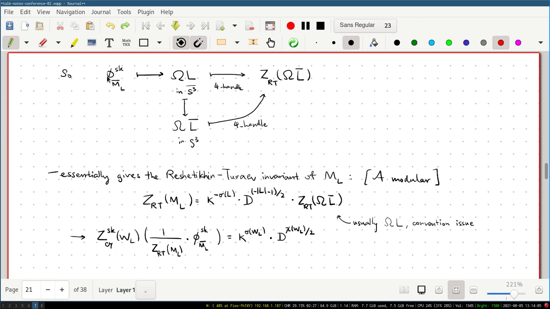Yeah, so this is it. But note that the L here is actually drawn in the opposite orientation in the three sphere. So we have to flip it, apply a mirror image, and then finally we can cap it off on that. So this is essentially the Reshetikhin-Turaev invariant for the three manifold. There's this extra normalization to make it independent of the four manifold.